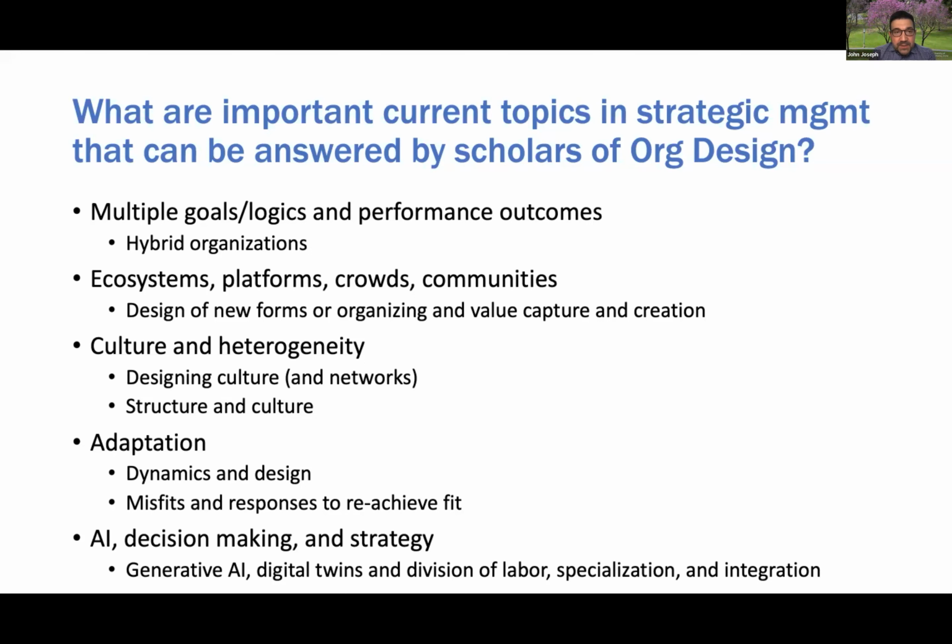Of course, adaptation, a long-standing subject in strategy here. We're seeing a lot more on dynamics in design, meaning design isn't like a once and done thing, but you do it and you must continually do it, right? So the implications for adaptation, learning, I think are quite useful. And then, I'll go back to AI, decision-making, and strategy here. I think there's a lot to be said for how digital twins, generative AI will affect things like the division of labor, specialization, and integration.